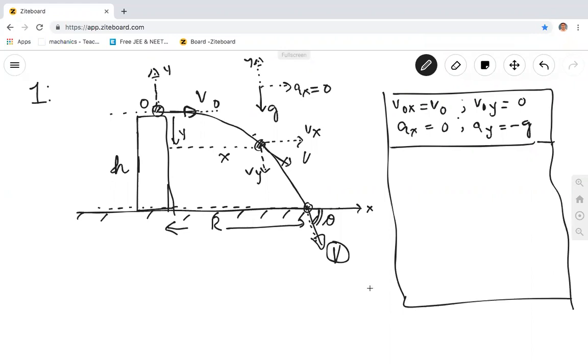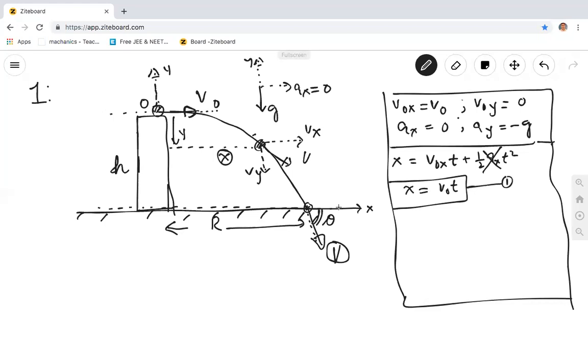So, first of all, let me find this x in the simplest possible way. Given all these things, I want to find x. What formula can you write for x? Displacement in the x direction. Sx is V0x t plus 1 by 2 ax t square. This term finishes because ax is 0. So x is equal to V0x t, that is V0 t. This is over. Equation number one.